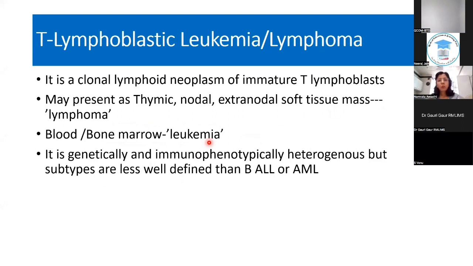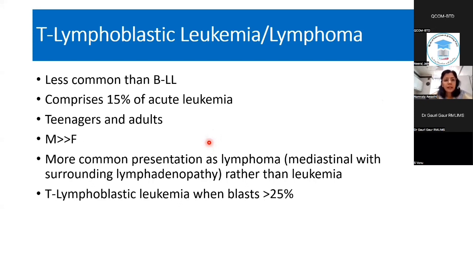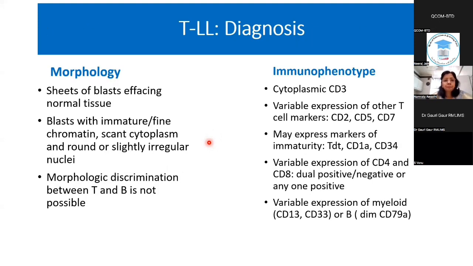It is a clonal lymphoid neoplasm of immature T lymphoblasts and may present as a thymic, nodal, or extranodal soft tissue mass, where it is known as a lymphoma, or it can present in blood and bone marrow, when it is termed leukemia. It is genetically and immunophenotypically heterogeneous, but subtypes are less well defined than B-ALLs or AMLs. It is less common than B lymphoblastic leukemia and comprises about 15% of acute leukemias, more commonly seen in teenagers, adults, and in males, mostly presenting as lymphoma rather than leukemia.